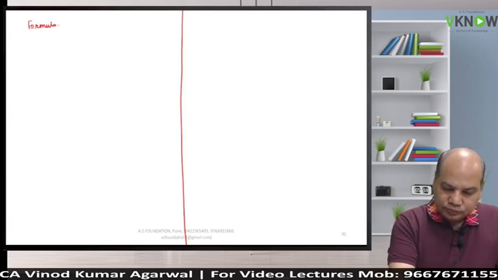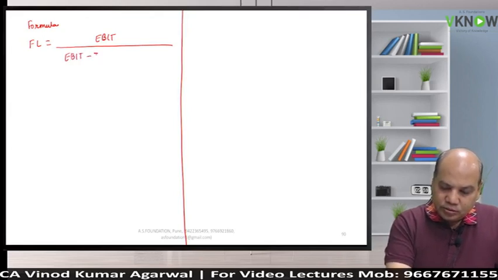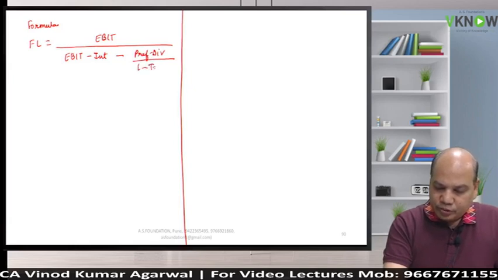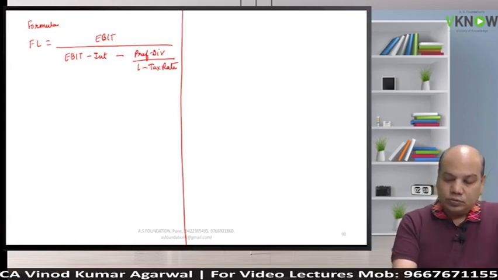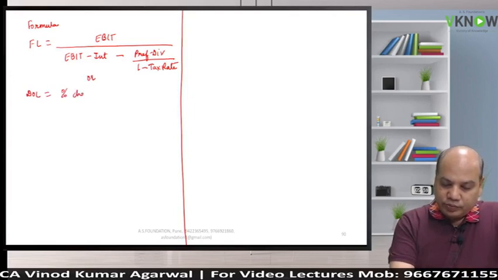Formula. Financial leverage equal to EBIT upon EBIT minus interest minus preference dividend upon 1 minus tax rate, or degree of financial leverage is percentage change in EPS upon percentage change in EBIT.